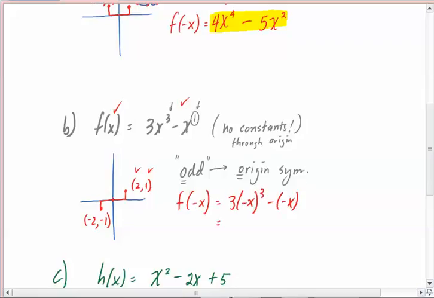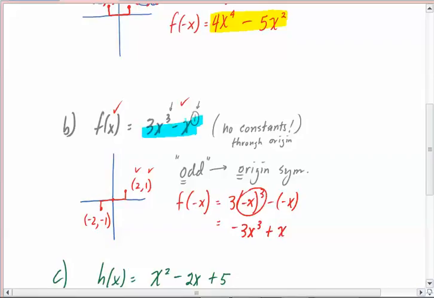And let's see what we get. This right here is going to leave a negative on there, so that's going to change that to this. Negative x to the 3rd times 3 is -3x to the 3rd. This is going to now change that to a positive. Let's take a look at the difference.